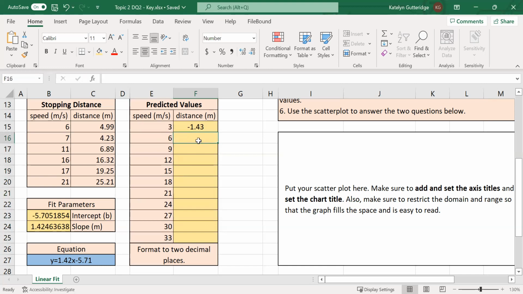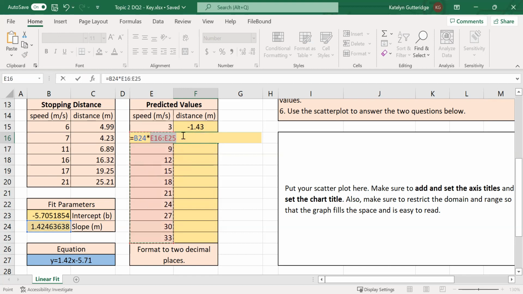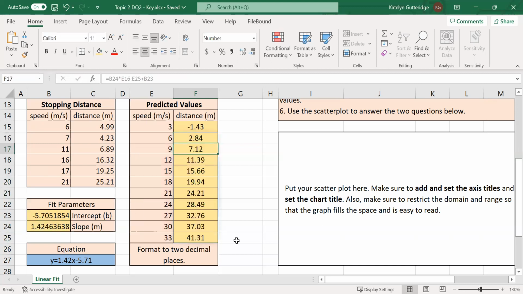So start in the first cell you want to type in, start with that equal sign, grab that slope and click on it. And then we're going to times by all of the x values in our table. So I'm going to start with the first one we're on, and I'm going to click, hold, and drag and highlight all of those x values left in my table. That should type in a range into your formula. After that range, type your plus, and then click on the intercept, and then hit enter. And Excel should fill all those values in for you.